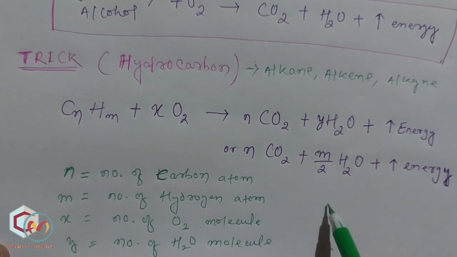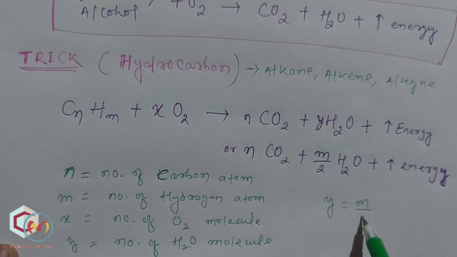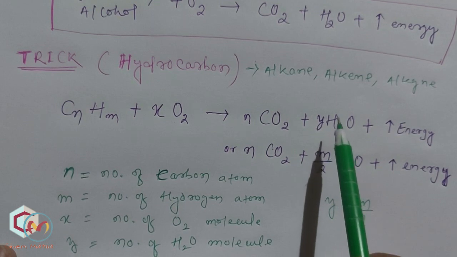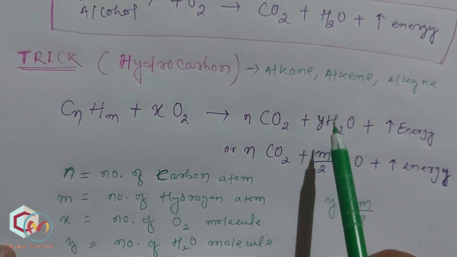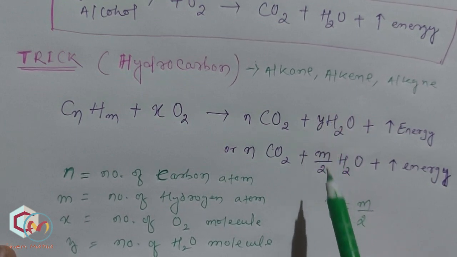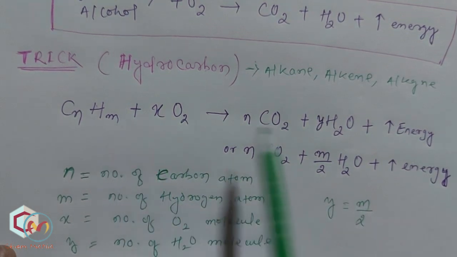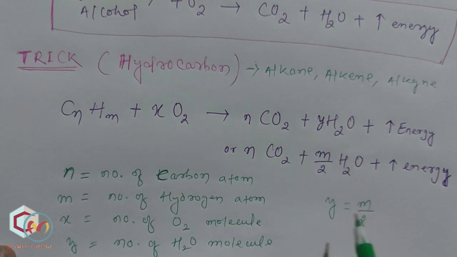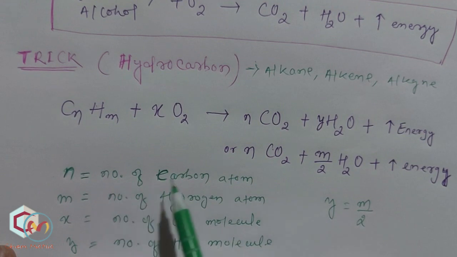So y is equal to m by 2. Here H2 is there, so there are 2 hydrogens. For balancing this hydrogen, we have to divide m by 2. That is, the number of hydrogen atoms will be divided by 2. So y is equal to m by 2. Remember this one. And n is equal to the number of carbon atoms.